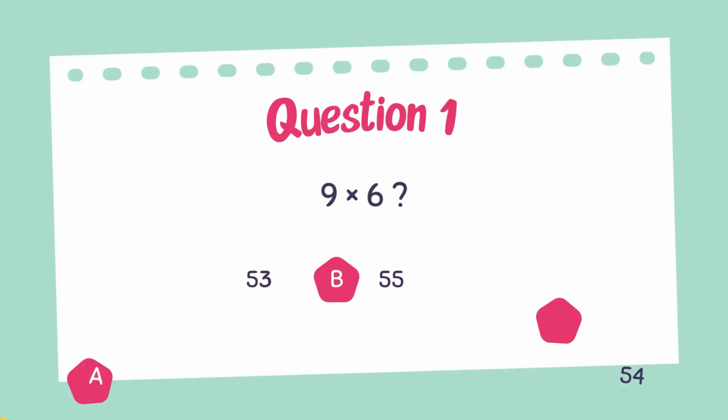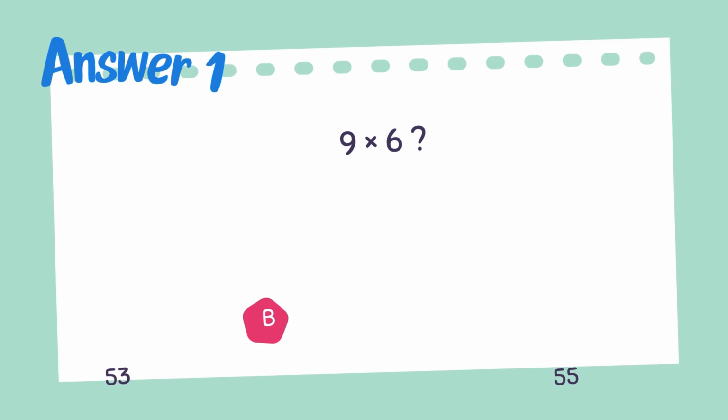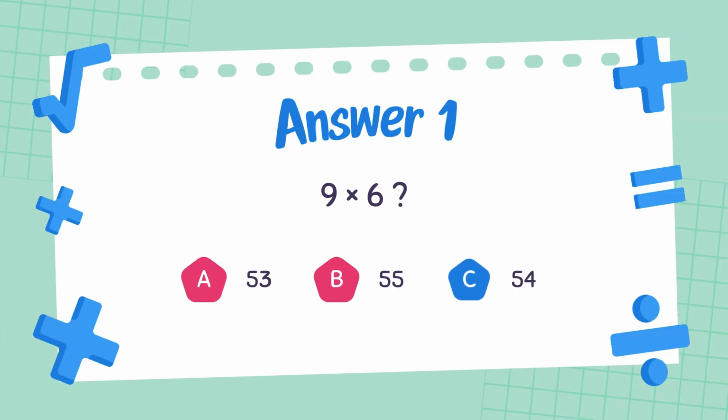Question 1. What is 9 times 6? Is it A, 53, B, 55, or C, 54? The answer is C, 54.